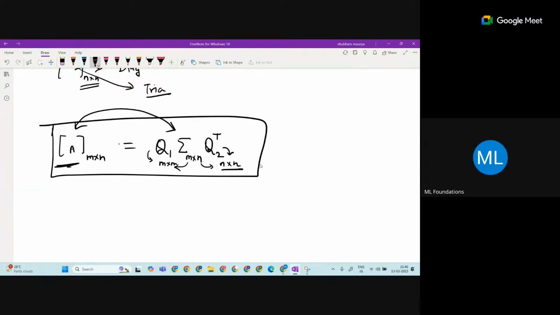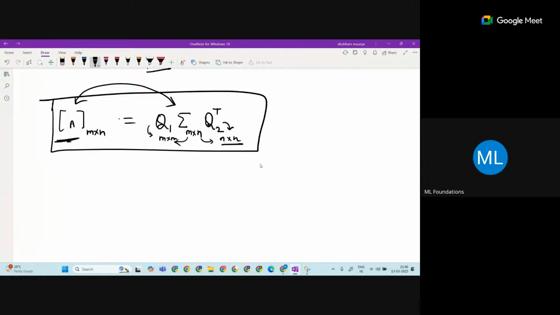Now the question is, what are the steps to form this? The steps are simple. We'll use the eigenvalue and eigenvector property. But this matrix is not square, so we cannot do that directly. So we can do A transpose A. If you do A transpose A, then it will be a square matrix, and symmetric also. Now you can find the eigenvalues and then the eigenvectors.